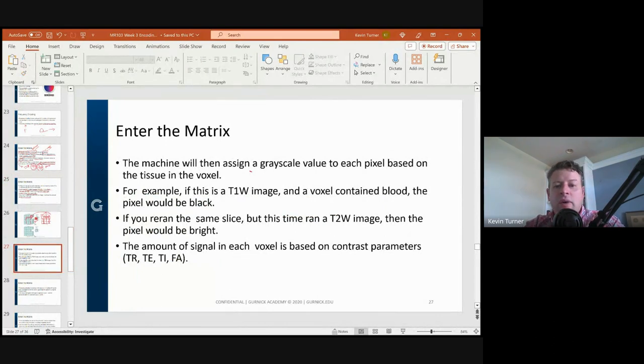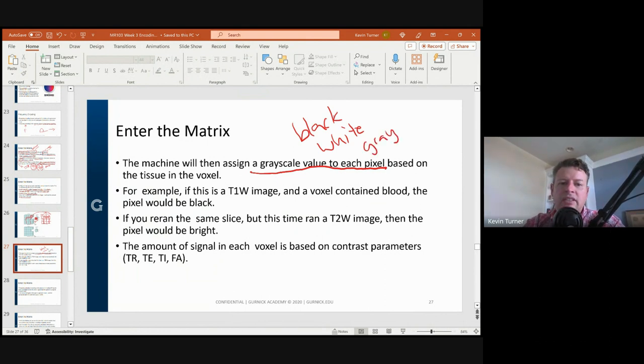The machine will then assign a grayscale value to each pixel, right? Is it black? Is it white? Or is it some shade of gray? Based on the tissue in the voxel. What grayscale value each pixel gets is contrast. Whether it's black, white, or gray is based on TR and TE. Is it a T2 weighted image and that voxel contains water? Then the corresponding pixel will be white. But if it's the exact same image, but it's T1 weighted and that voxel still contains water, it will now be black.